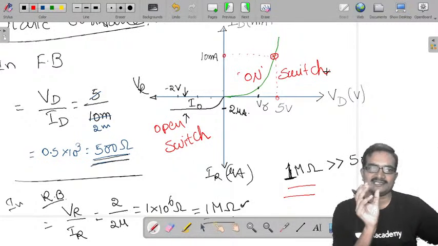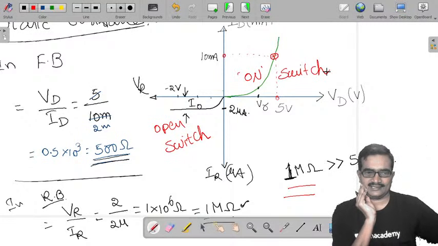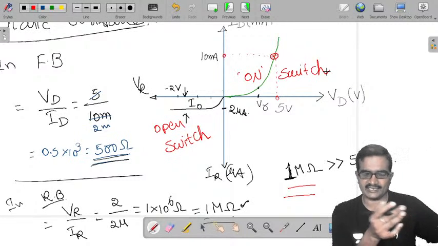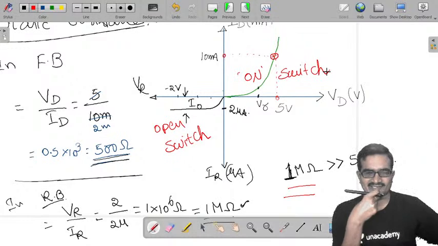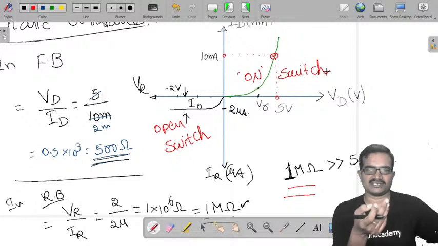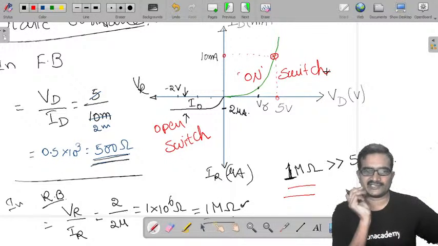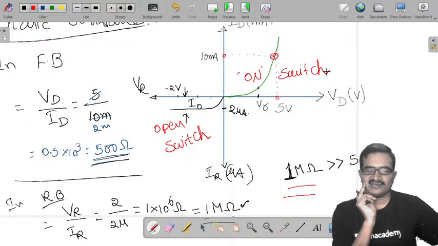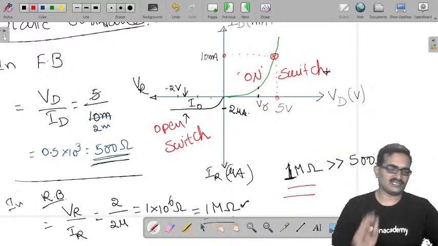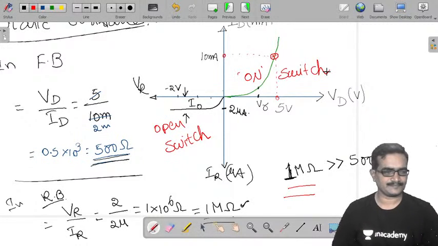Now this is about static resistance. In forward bias we took, and in reverse bias also we took, the static resistance, and from the calculation we observed that in forward bias it exhibits low resistance. So once it exhibited low resistance, we can say it acts as an on switch in forward bias, and in reverse bias it exhibited high resistance, so it acts as an open switch. Okay, this is the static resistance.